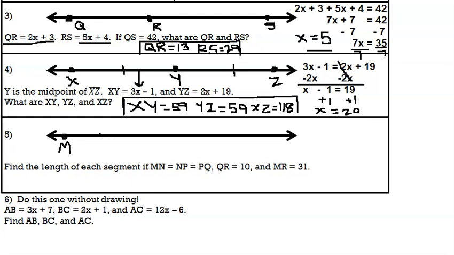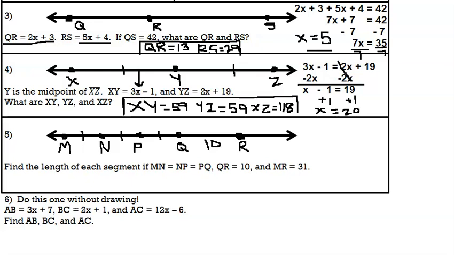Now, the reason I like this question is because it forces you to really draw things out. If you don't draw things out, then there's a good chance you're going to get it wrong. So I like questions that force a student to actually draw. Now, here's the deal. I know that QR is 10. I don't know any of the other pieces, but I know they're all the same.